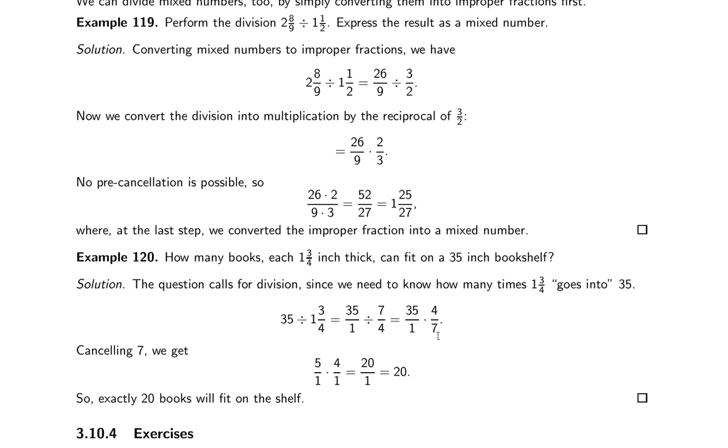Keep, change, flip, and we get this. And pre-canceling, 35 is 5 times 7, so the 7s cancel, and you're left with 5 and a 4 on top, and a 1 on the bottom, so 20. So 20 of these books can fit on this 35-inch bookshelf. And that looks right. If there were 1-inch books, you could fit 35. If there were 2-inch books, you could fit 17. So 20. We have an application of mixed numbers and division.